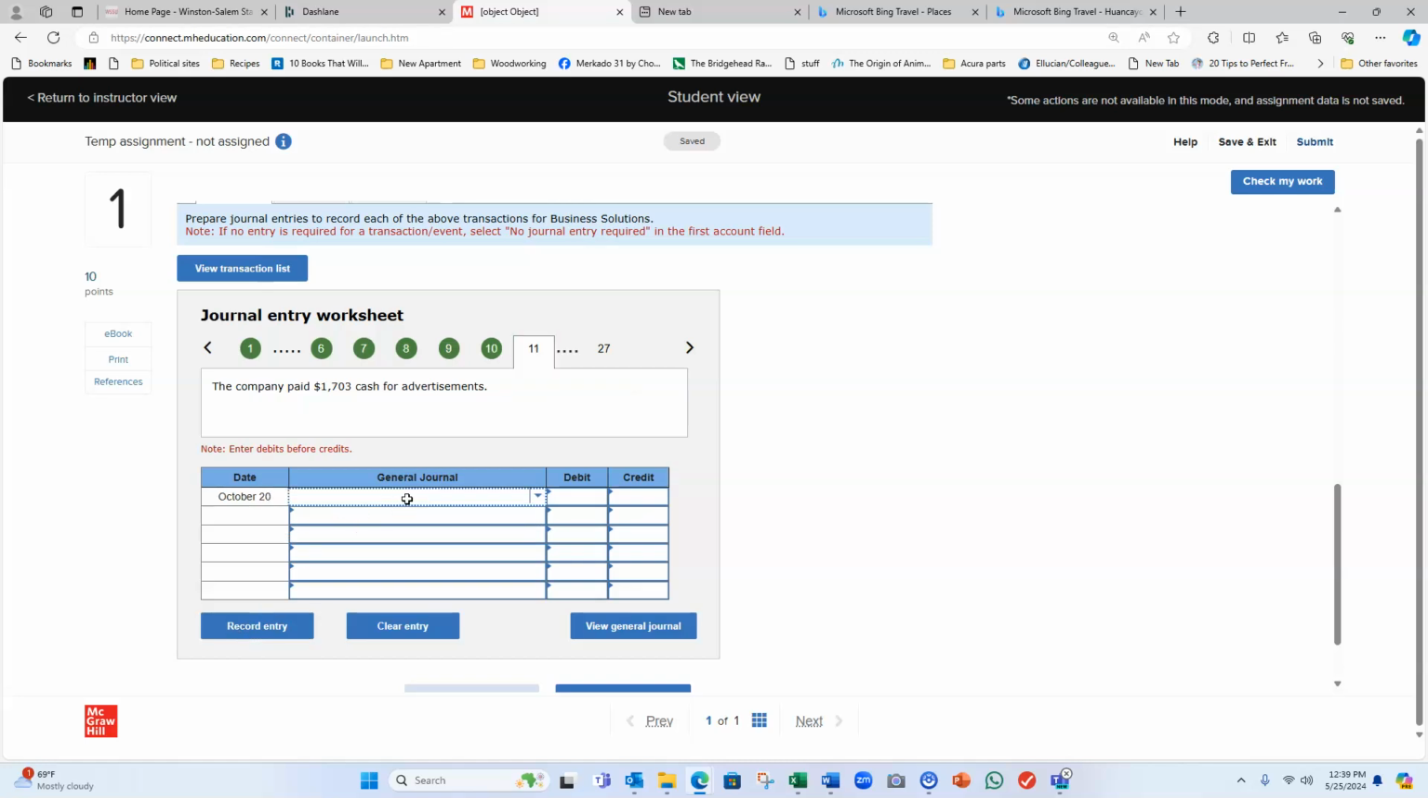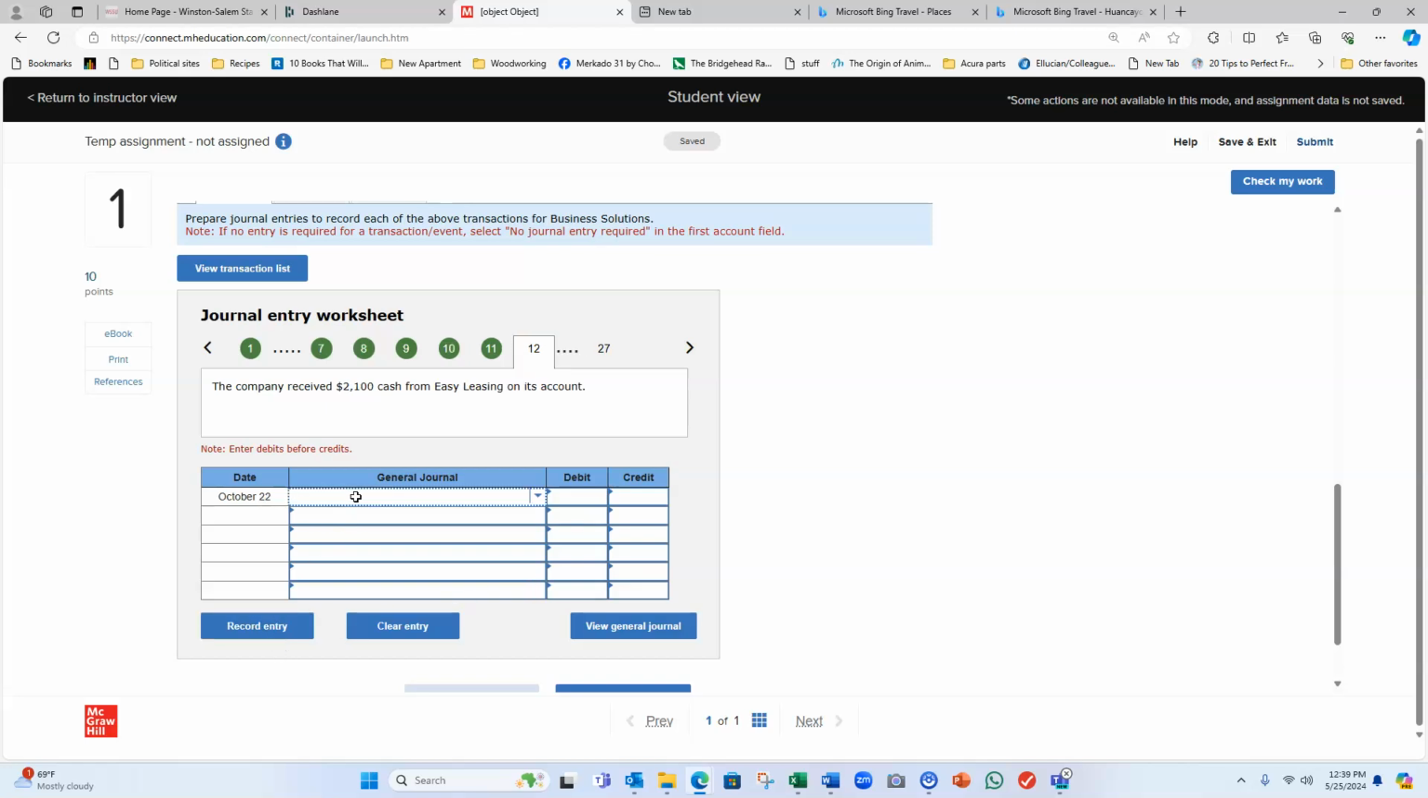Company paid $1,703 for advertisements, so this is advertising. Should be starting to get the hang of this. Assets going down. This is another expense, so just like the one before it, debit the expense, credit cash.